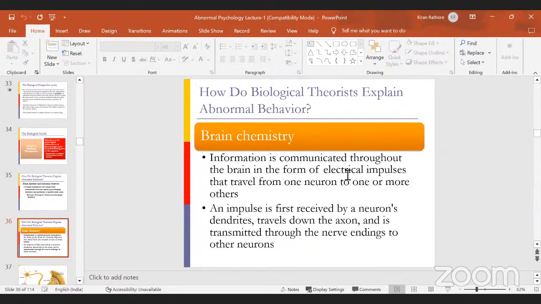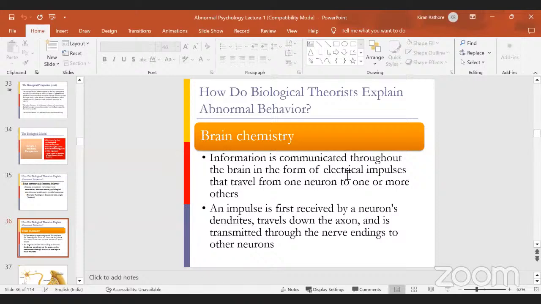And what is brain chemistry? Brain chemistry means, see, we have hormones in the body. Are you all aware that we have hormones in the body? So if there is some imbalance in the hormones, what happens? It disturbs the functioning of a person's body. Yes or no?